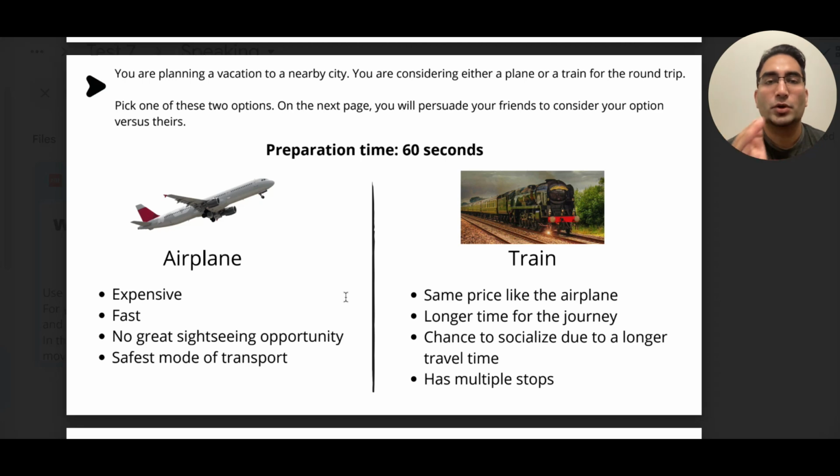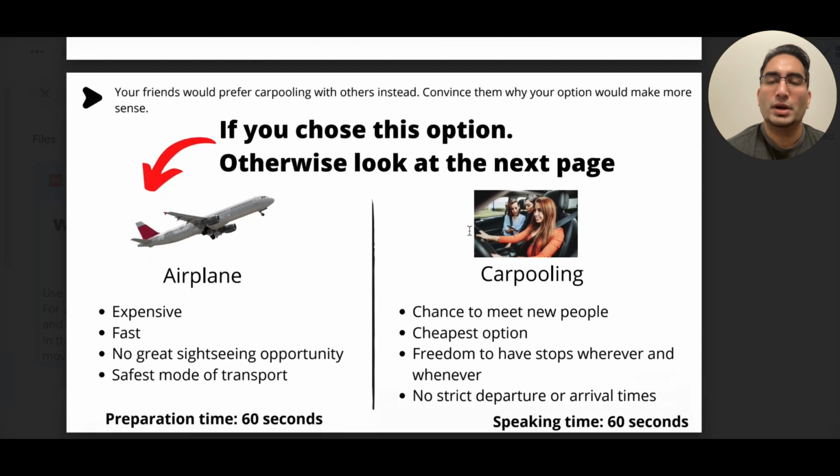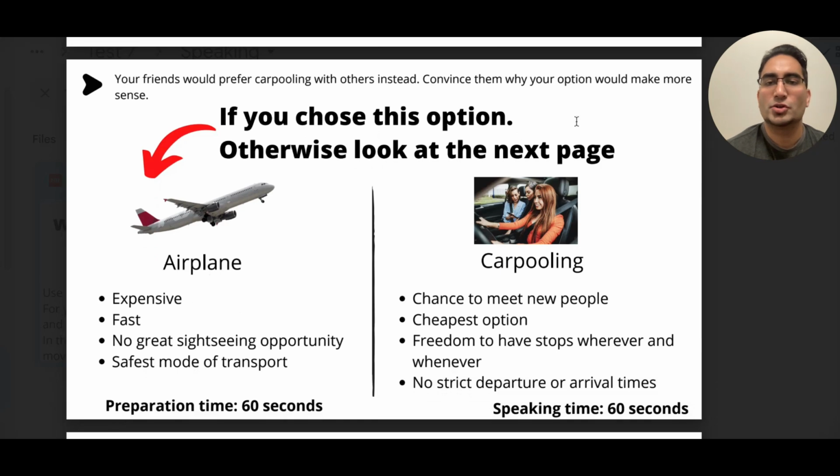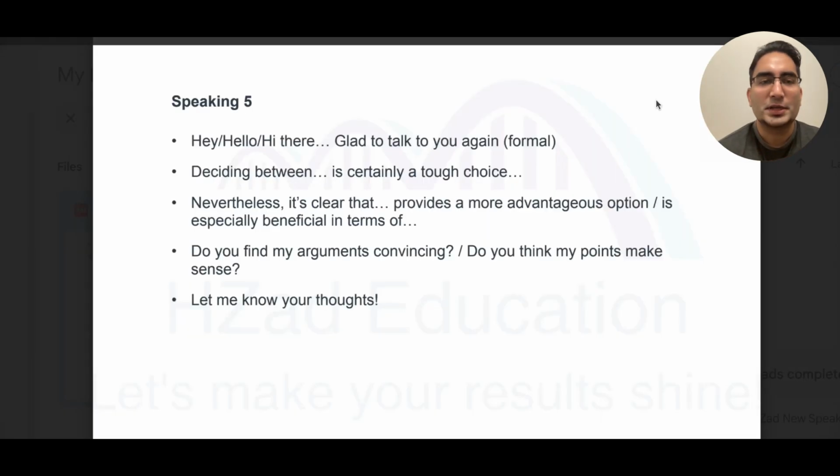Once again, this is broken into 3 parts. Preparation time, 60 seconds, you pick one option. Then preparation time, where your displayed option shows up next to the computer's option. Last 60 seconds, third part, is where you're speaking and convincing the other person that your option is better. And here's the template for speaking part 5.